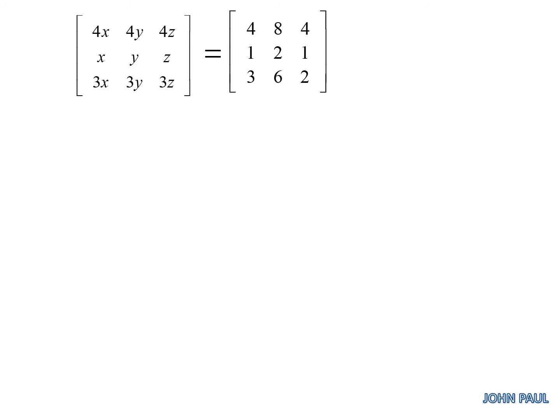Now we'll compare this. 4x equal to 4. By simplifying, we'll get x as 1. Similarly, 4y equal to 8, y equal to 2. 4z equal to 4, z equal to 1. Now by comparing the first row, we got the values. We can also compare with the second row and get the value directly, or we can compare with the third row and get the same answer. Any one, according to our convenience, we can compare and find the value.